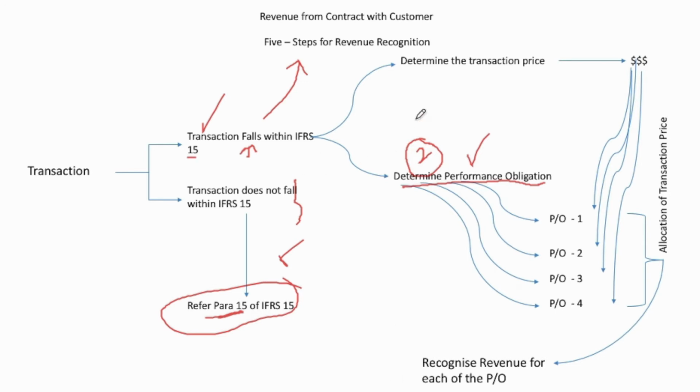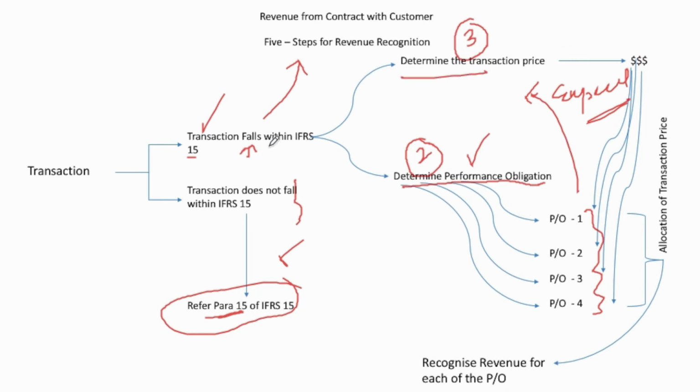The third thing we need to determine is the transaction price. Now, what do we mean by transaction price? Transaction price means what the seller or the service provider is going to collect by performing all the performance obligations. If you perform all the performance obligations, what do you expect? This is a very heavy word, my friend. What you expect to collect from the buyer, it's called the transaction price.